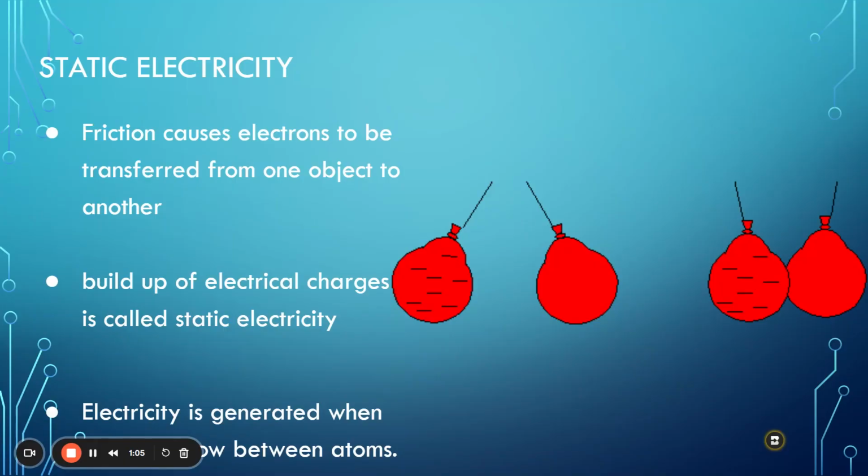It works with many objects. If you have friction, that resistance, you're going to scrape off, peel off electrons from one object and then they're transferred to another one. This creates a buildup of electrical charges, and that's what we call static electricity.